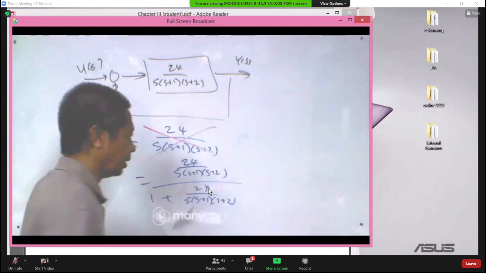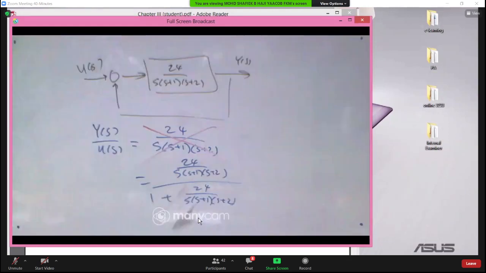This is G divided by 1 plus GH. This is the overall transfer function. And the characteristic equation is the denominator. The denominator equal to 0, then you get the characteristic equation, not just this s plus 1, s plus 2 equals 0. That's not the characteristic equation. So don't make that mistake. All right, so let us continue our discussion.